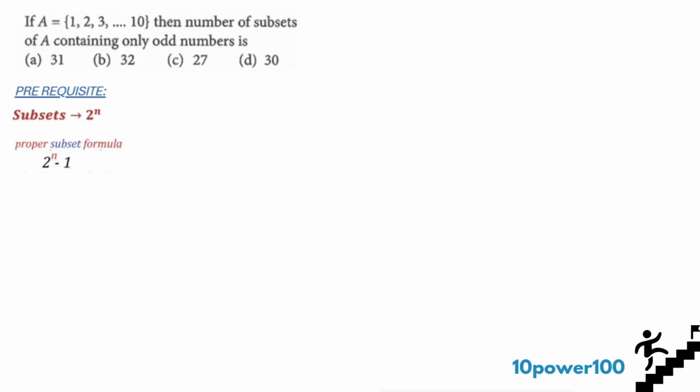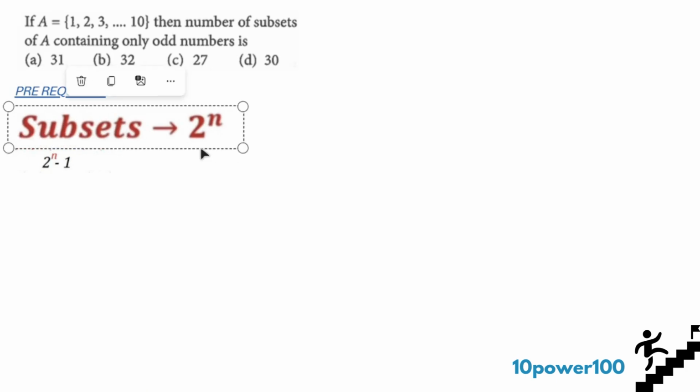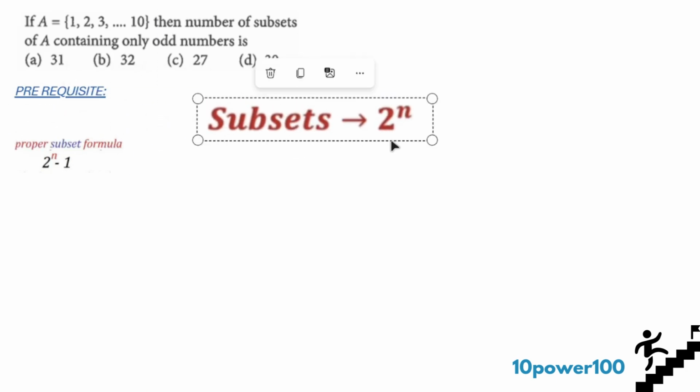Here, to solve this problem, there is a prerequisite. To find the number of subsets, there is a formula. The formula is 2 power n. Here n stands for the number of terms in the set, the number of elements in the set. Now, for example, let me give you one example.